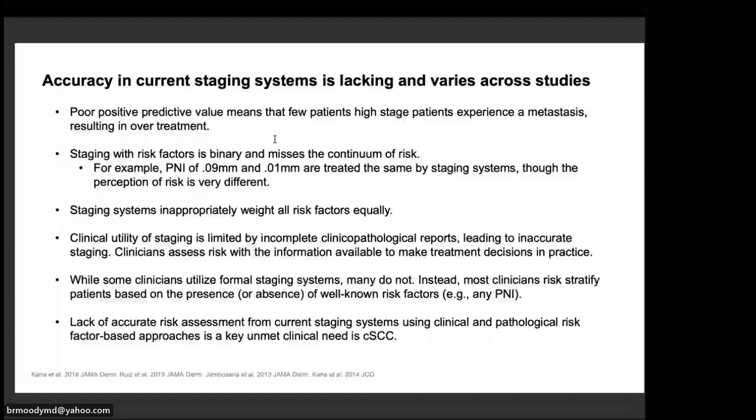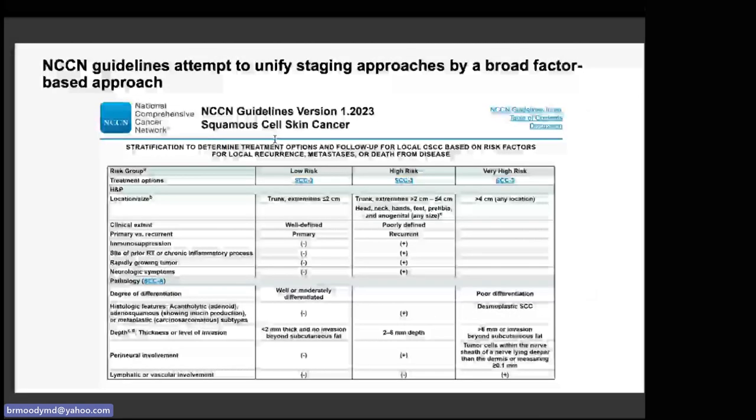And on the other side of the spectrum, they miss patients who are high risk. So of cutaneous squamous cell carcinoma patients who go on to metastasize, 30% were, quote, I'm putting air quotes if you can't see me, low risk by traditional staging at the time of diagnosis. So the current staging just doesn't do a great job in helping us make clinical decisions for these patients. This is the NCCN staging system. And again, it highlights that factor-based approach, which I think is what most people do.